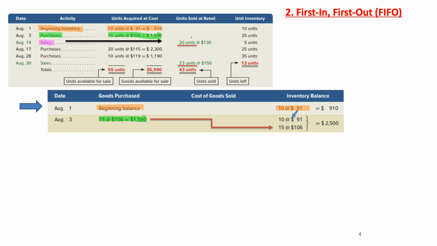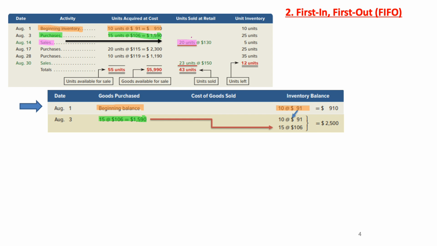Remember, we are doing first in, first out, which means... how many units does the company sell now? They sell 20 units. So remember, we're doing first in, first out. It means that when I say sell something, yes, we sell 20 units, but I'm not going to take the 130 as the selling price. Why? Because I'm doing first in, first out.